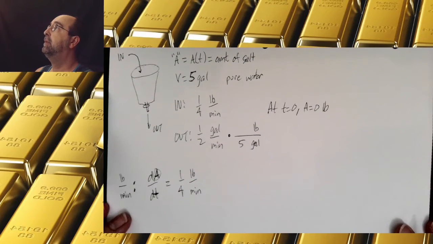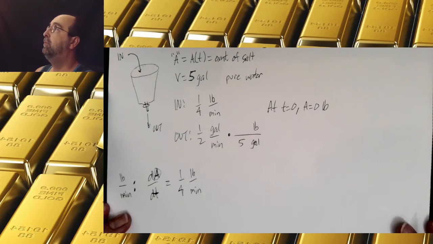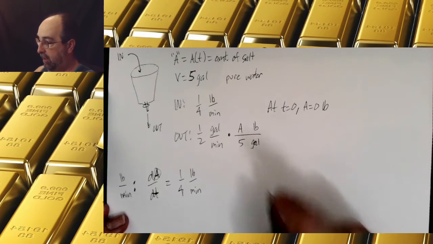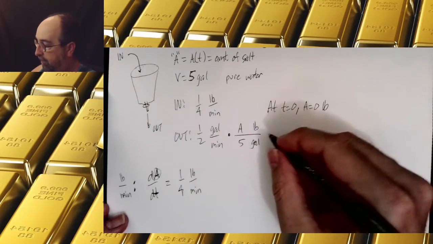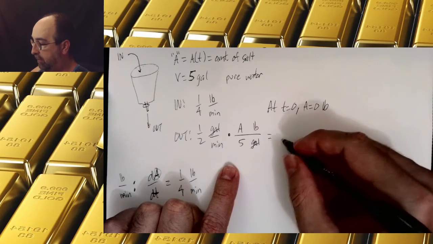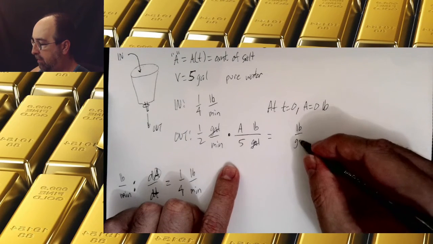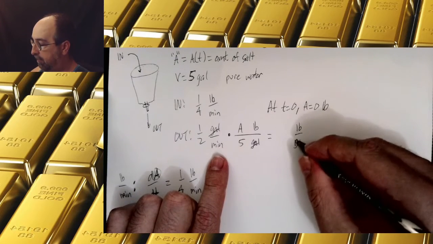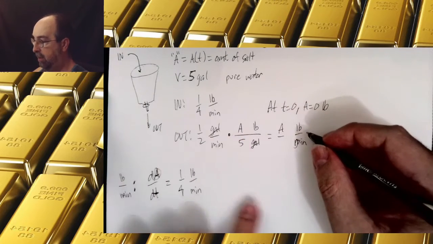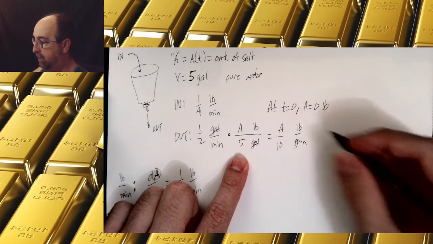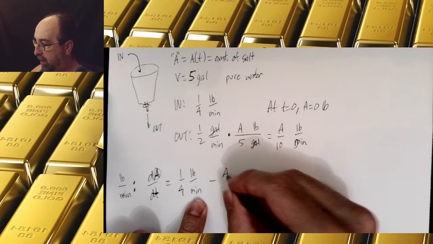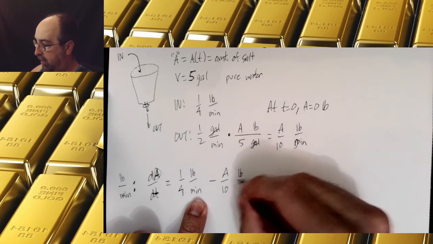Oop, I almost got off the top there. So if we use A as the amount of salt, we could just write A here. And I wonder what this works out to. The gallons cancel, and we get some sort of an answer in pounds per gallon. No, sorry, pounds per minute. The top is 1 times A, which is A. The bottom is 2 times 5, which is 10. And that's going out, so we're going to lose A over 10 pounds per minute.